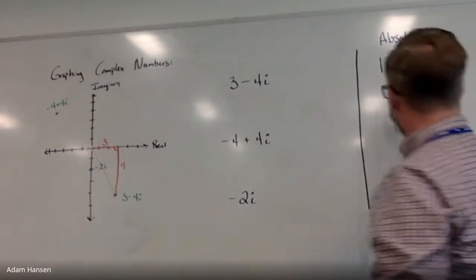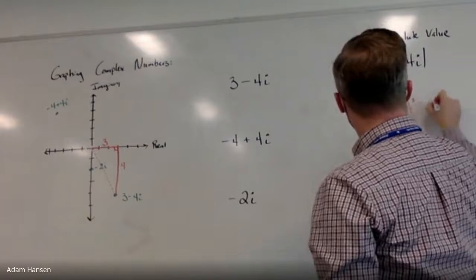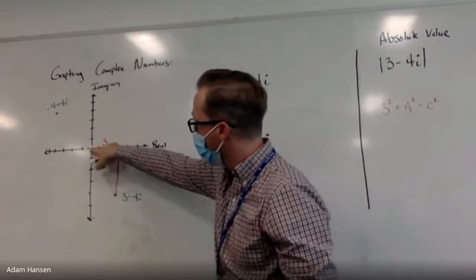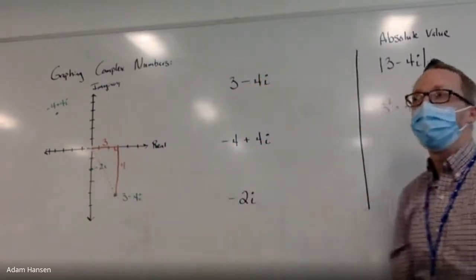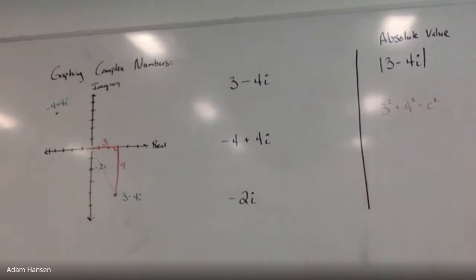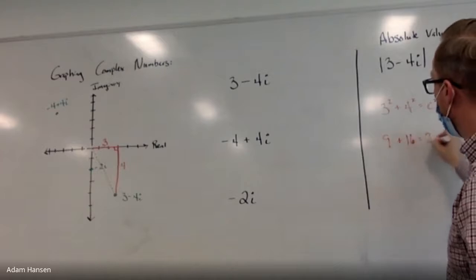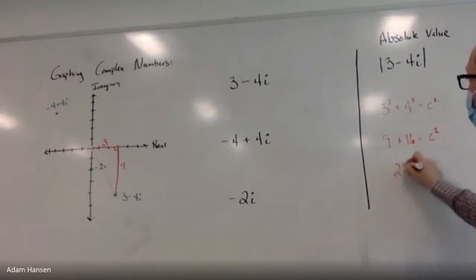So, 3 squared plus 4 squared equals c squared. C is that distance we've got for our dotted line, the distance from the origin, or 0, out to the point 3 minus 4i for our value. 3 squared plus 4 squared: 9 plus 16 equals 25. C squared, 9 and 16 make 25.